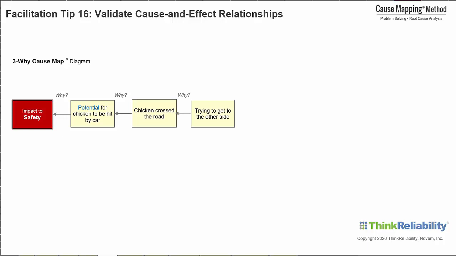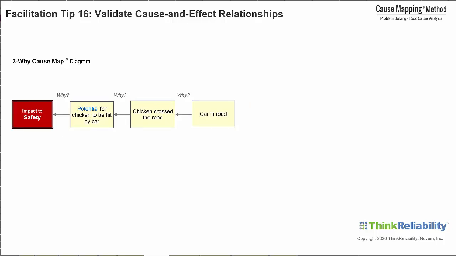The chicken crossed the road because the chicken was trying to get to the other side. Makes sense. Why was the chicken trying to get to the other side? Because it was attempting to escape quarantine, poultry quarantine. That 4Y made sense. It read logically out loud. I'm okay with that. Let's look at another example.